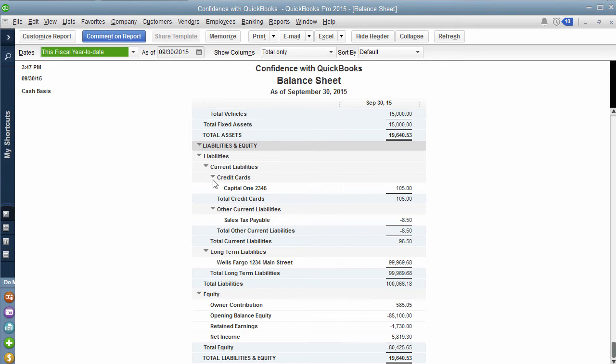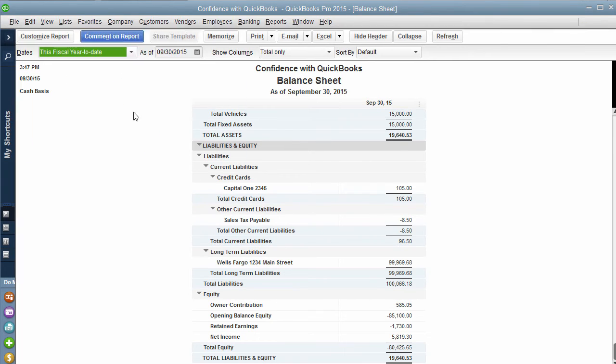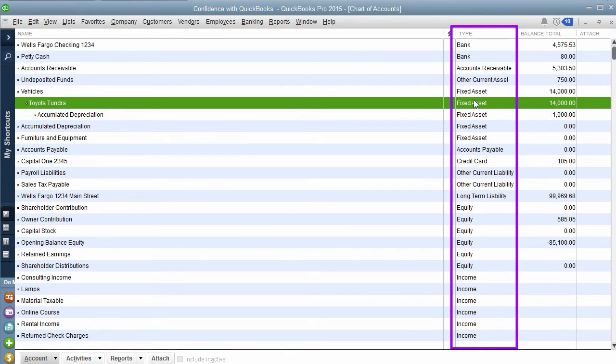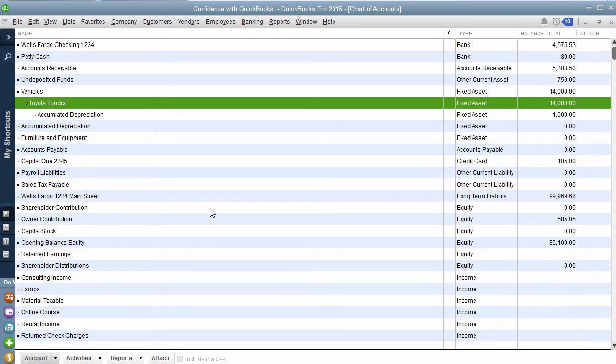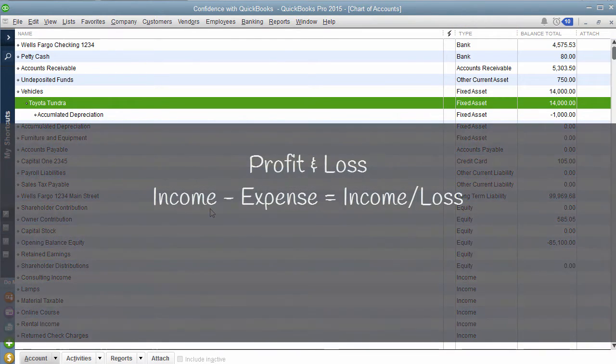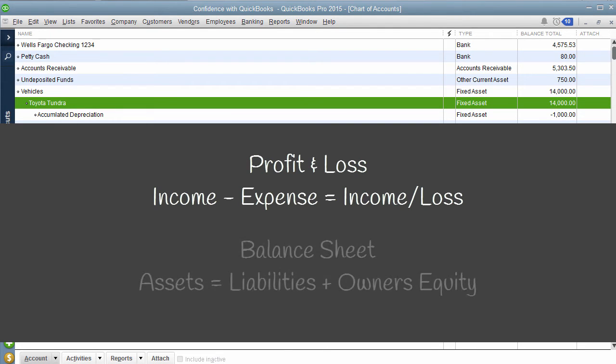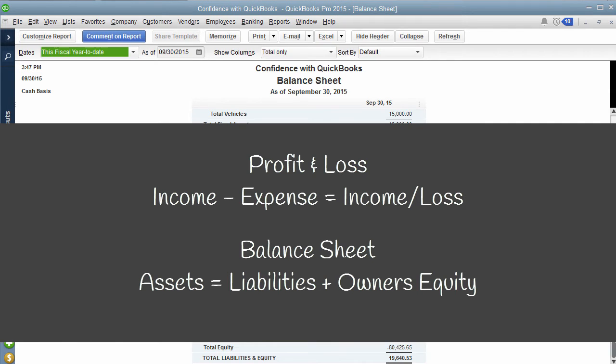Where those things come from is when you go under List, Chart of Accounts. Over here where it tells the type of account, QuickBooks automatically knows where those accounts belong, whether they belong on the profit and loss, which is only income and expenses, or if they show up on the balance sheet, which is your assets, liability, and owner's equity. All right, so I hope that's clear.